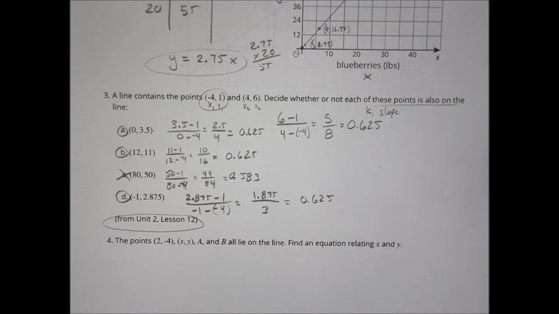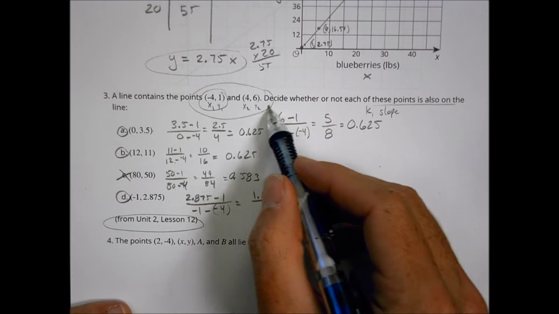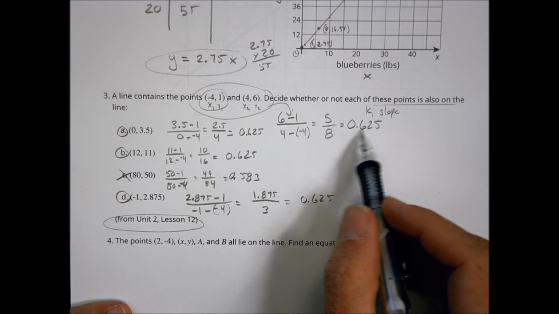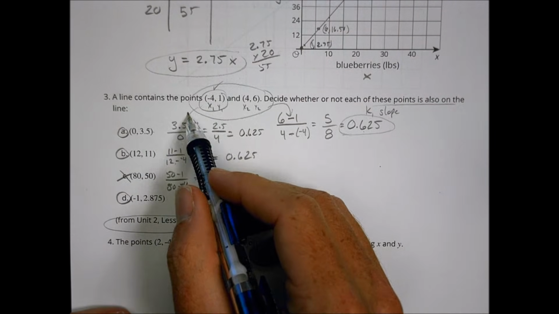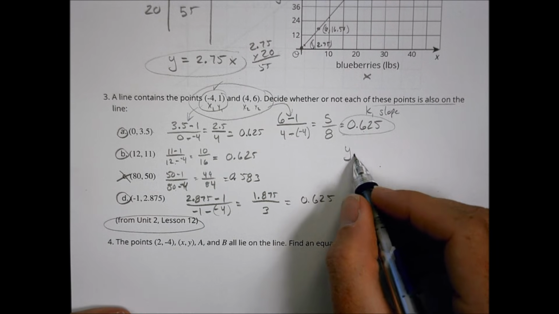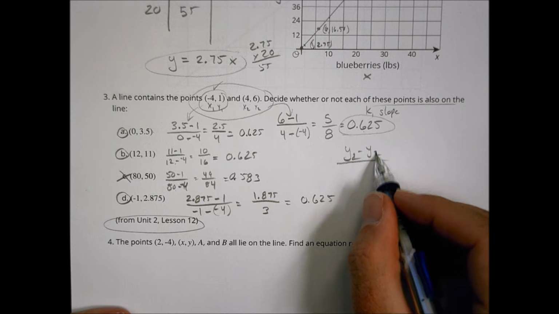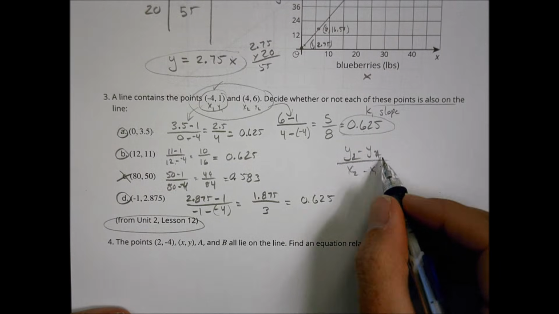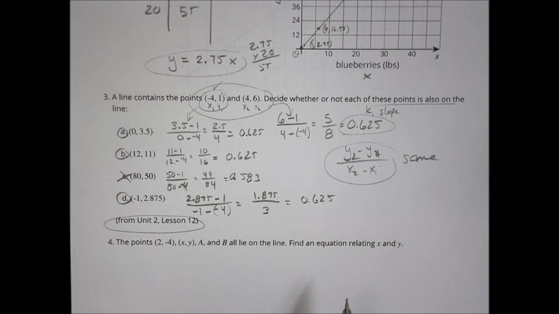Okay, so our key here was to use the given values in order to find out our slope, and then choose one of those values to use and do a y1 minus y2 kind of thing, or y2 minus y1 over x2 minus x1, to solve and decide, does it have the same slope? If it doesn't have the same slope, it's not going to work for us.